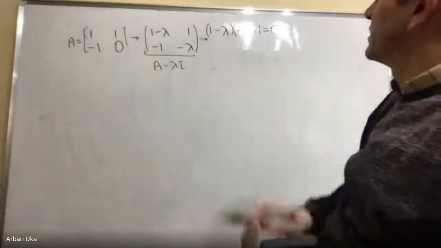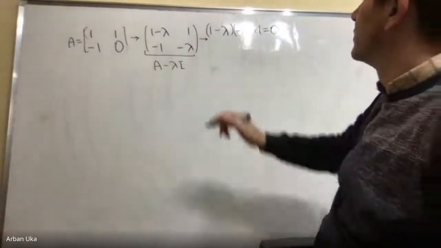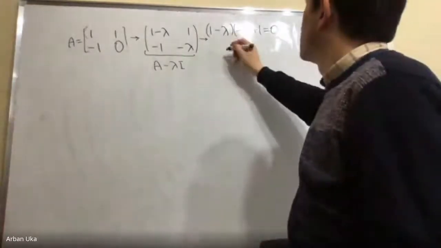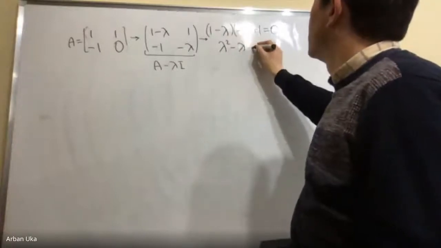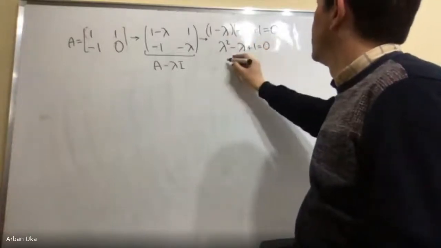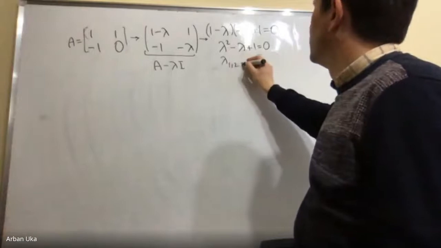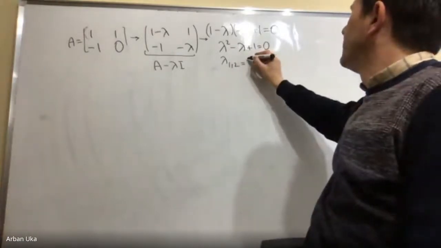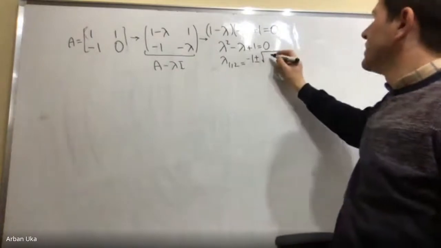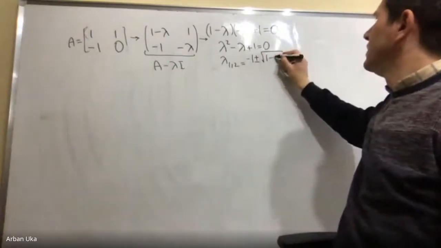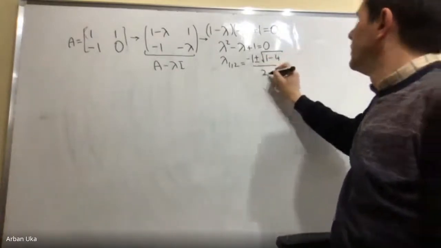Okay, is this correct? 1 minus lambda plus 1, 0. Good. Then here we have that minus lambda times minus lambda. This is lambda square minus lambda plus 1. This is equal to 0. Then lambda 1, lambda 2 would be equal to minus b plus minus the square root of b square minus 4ac, over 2. b square is 1, minus 4.